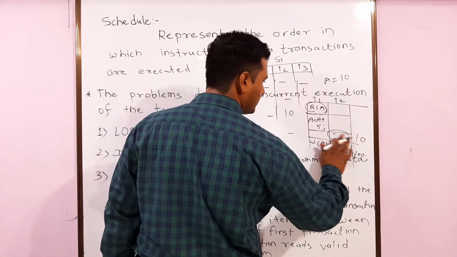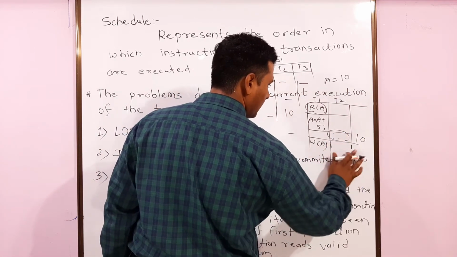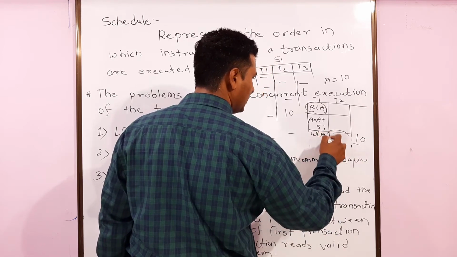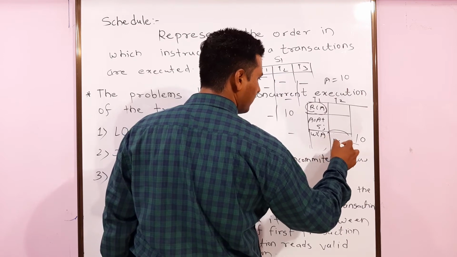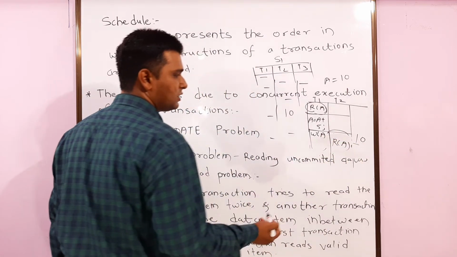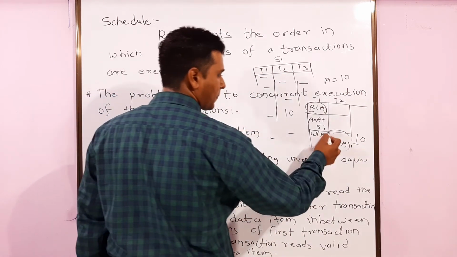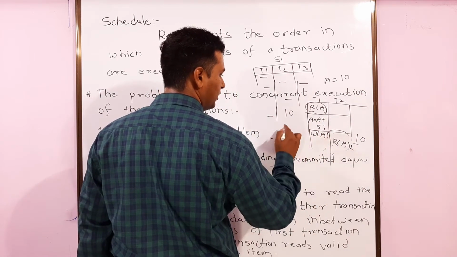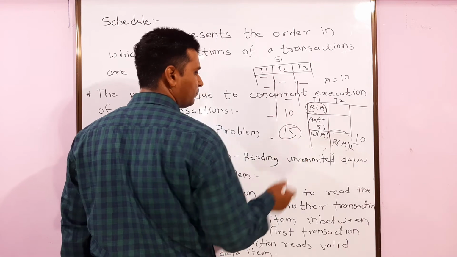But if I write this read operation after the write operation, then what will happen? Let's say here I am having a write operation, write A, and then this read is having operation A. So this value will be how much? The value being read is not 10 but 15.